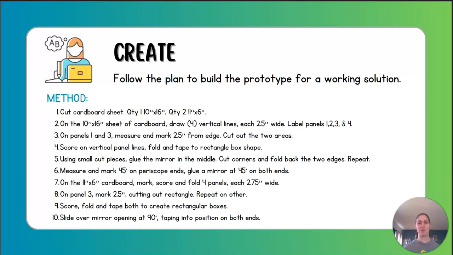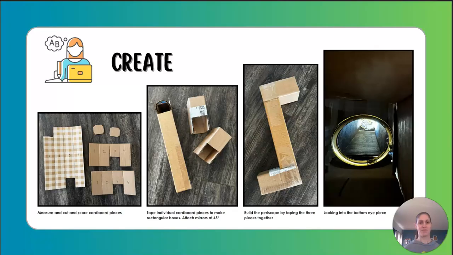Here's my method. I'm going to walk through the next steps with some pictures. I started with cardboard. I had to cut 3 different pieces. I have a 10 by 18 and 2 11 by 6. On the first and the third panels, I cut 2.5-inch squares out, and I did the matching 2.5-inch squares out of panel 3 on my smaller pieces. I used a scoring tool to help fold my cardboard.